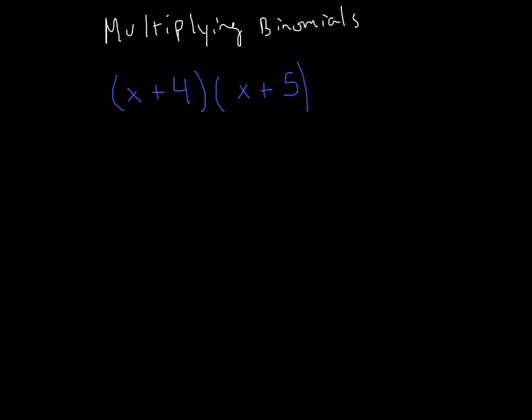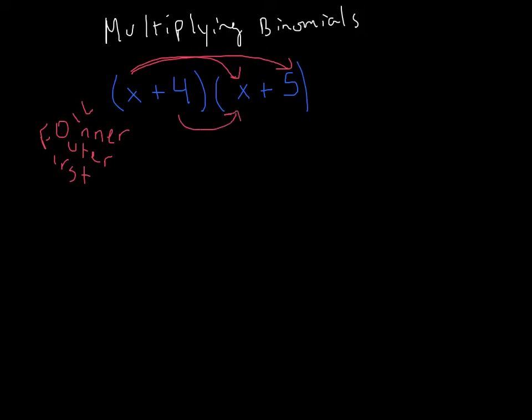The first of which is the FOIL method. FOIL, F-O-I-L. And what that means is this. The F stands for first, and that means the first two together. The O stands for the outer, and that's the two that are on the outsides, the first one and the last one. The I stands for the inner, which is the 4 and the x. And the L stands for the last in each parenthesis.